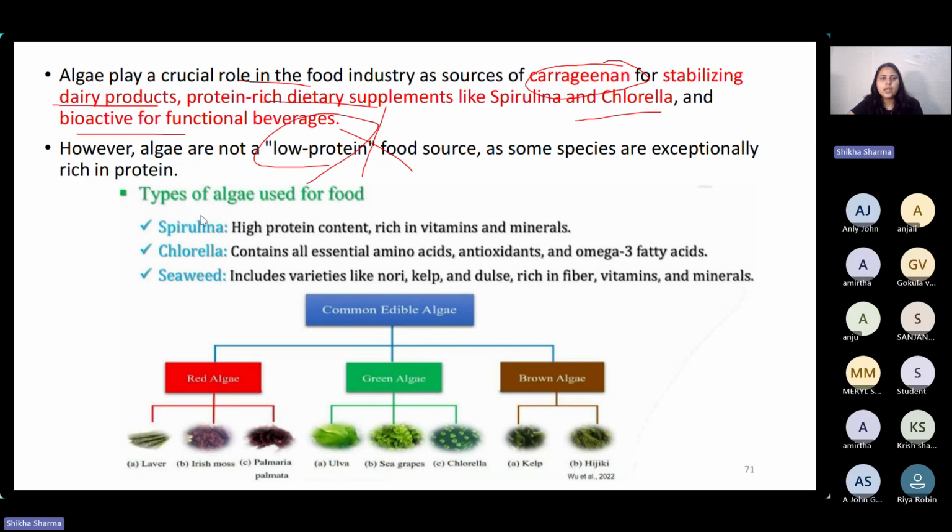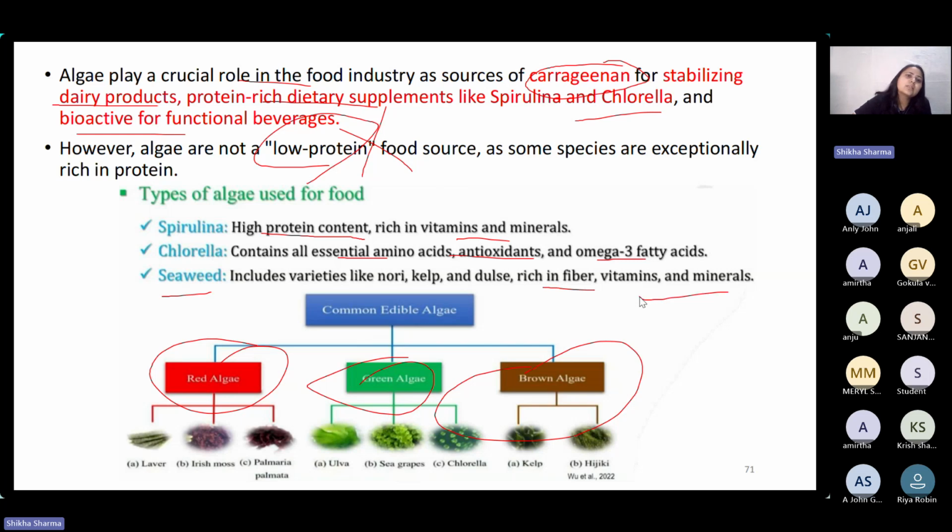So algae can be of different types: red algae, green algae and brown algae. Spirulina is basically the high protein content algae, which is rich in vitamins and minerals. Chlorella has all the essential amino acids, antioxidants and omega-3 fatty acids, and it is rich in fibers, vitamins and minerals. So these algae are rich in proteins, vitamins and other bioactive compounds like fibers and omega-3 fatty acids. So they can be used as a good supplement for food.